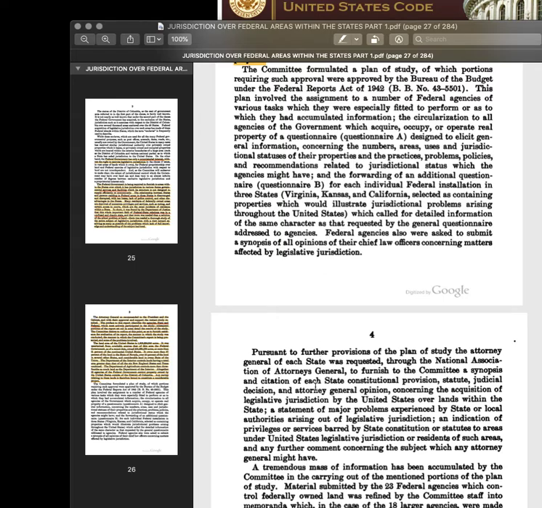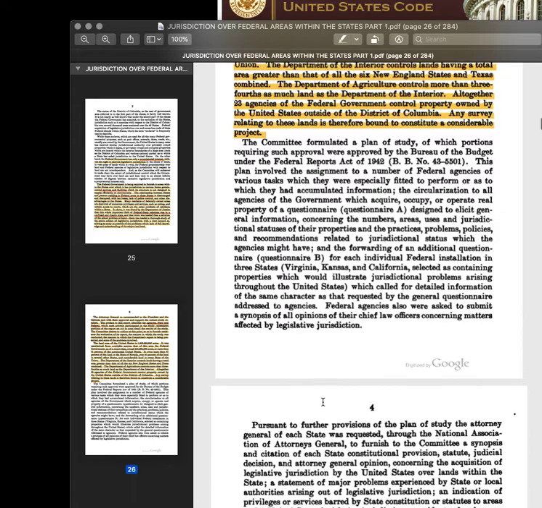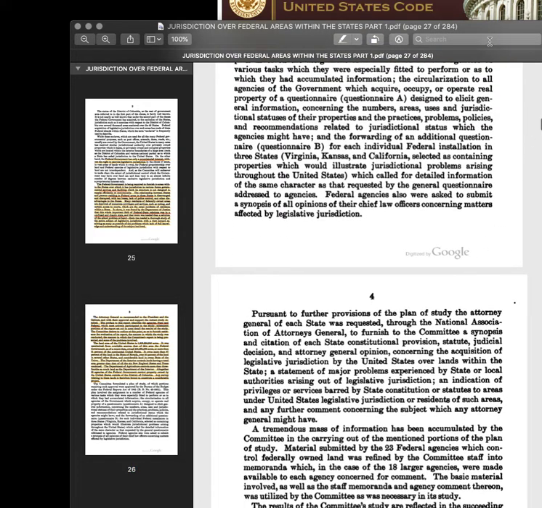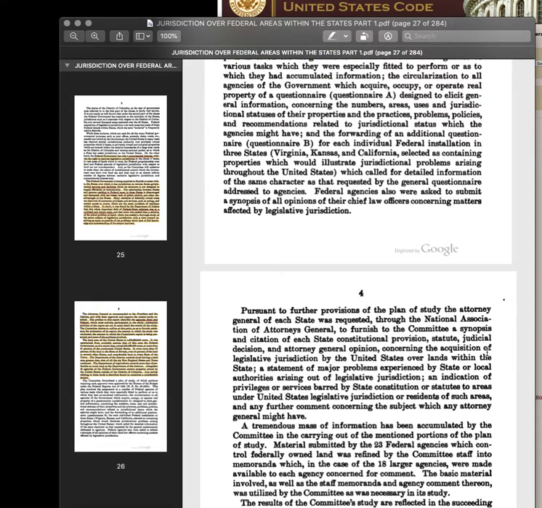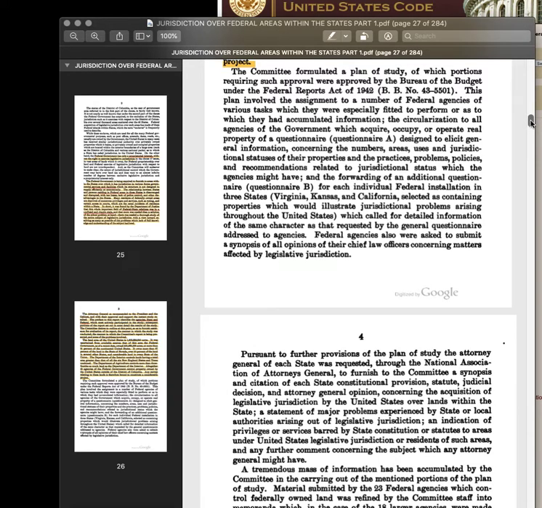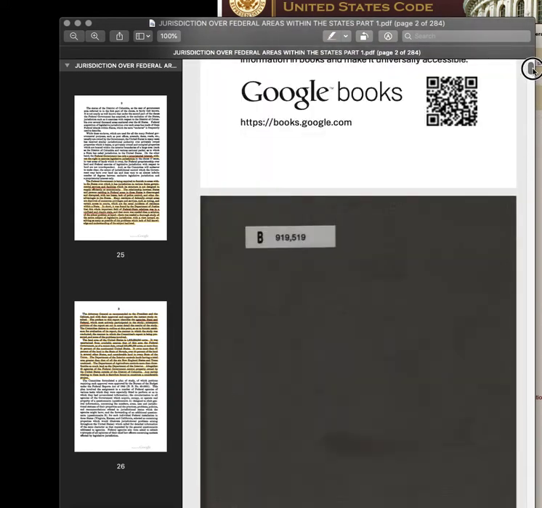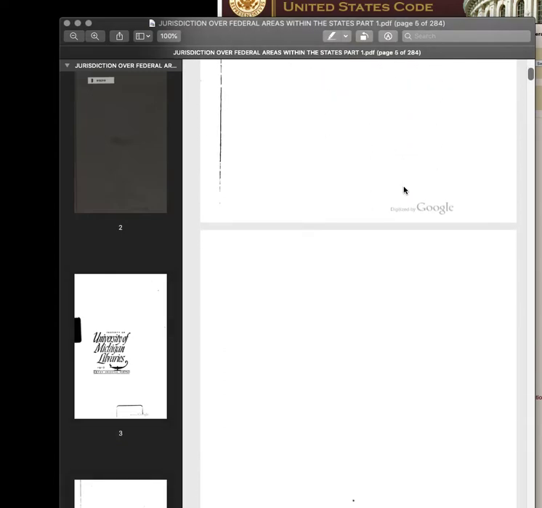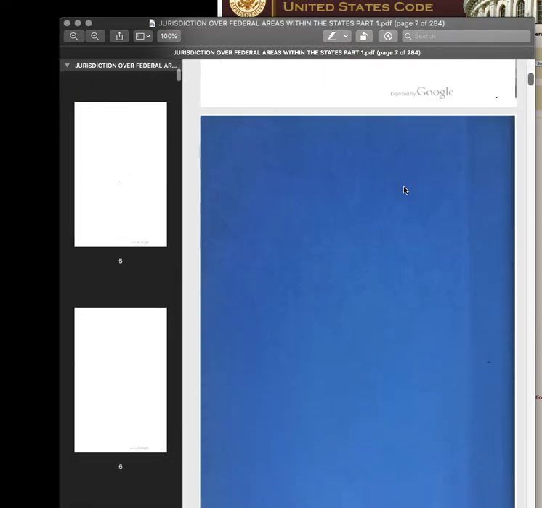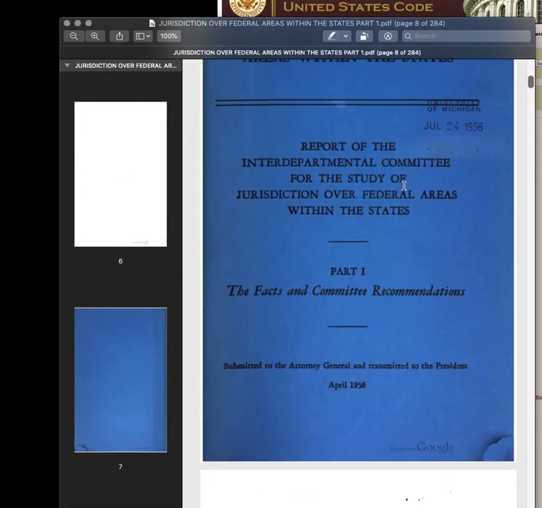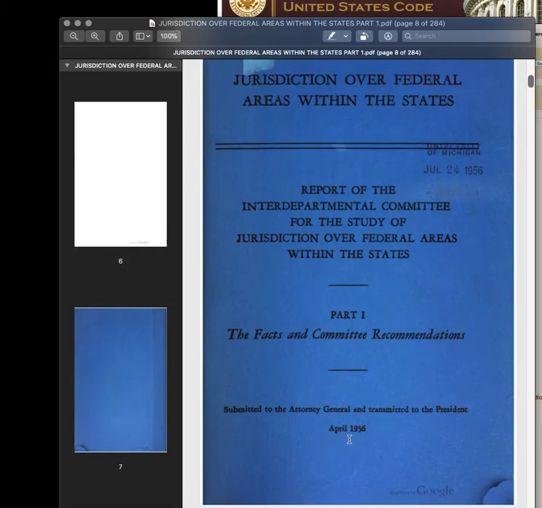This is the fourth video, called Jurisdiction over Federal Areas Within the States. We're on page 3-4, and I'm going to run back up to show you the cover of this book. It's actually a report. It was done by the government during the Eisenhower administration. This is the first part, and it was printed by the government printing office in 1956.